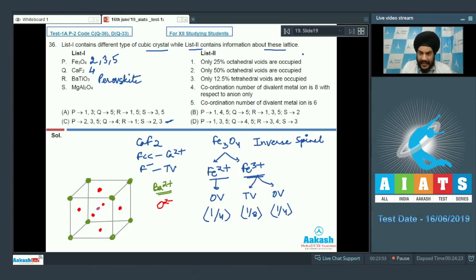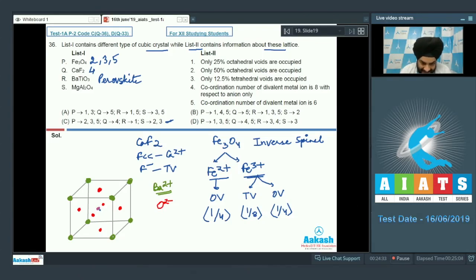If you look at the options given in list 2 now, if you look at option 1, only 25% octahedral voids are occupied. So if we look at the crystal very carefully, students, we can see that if barium 2 plus and oxide ions are considered, they seem to be forming a pseudo FCC structure. In the FCC structure, all of these atoms have to be the same, but in this case, they are not the same, hence we are calling it a pseudo FCC structure. In the pseudo FCC structure, there are octahedral voids present at the body center as well as the edge centers. So the edge centers are not occupied, whereas the void at the body center is occupied.